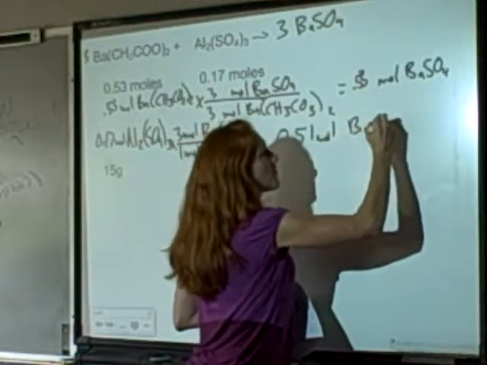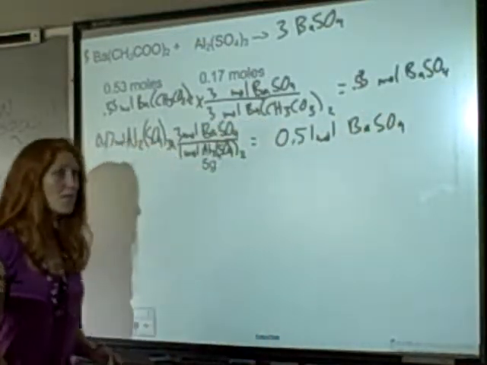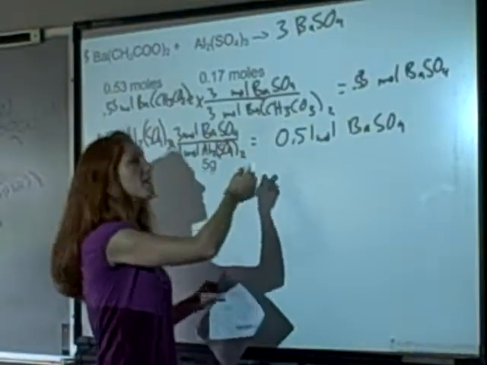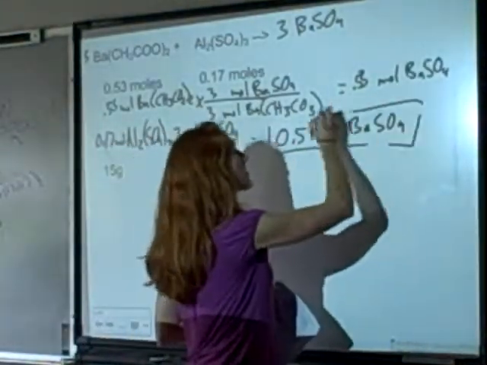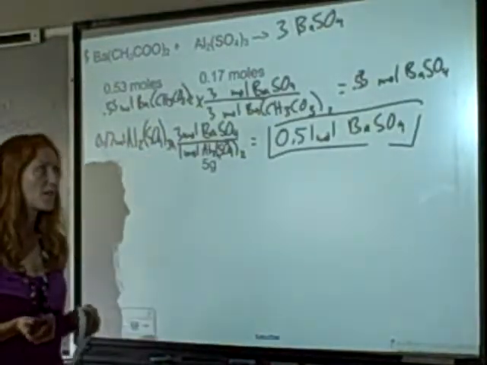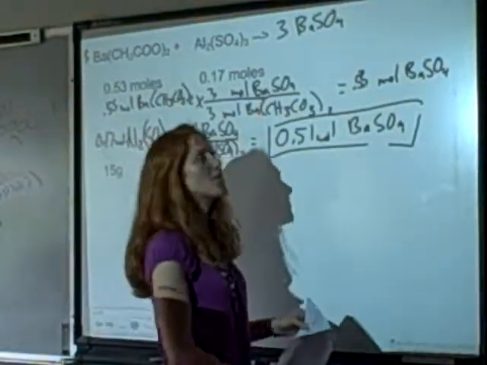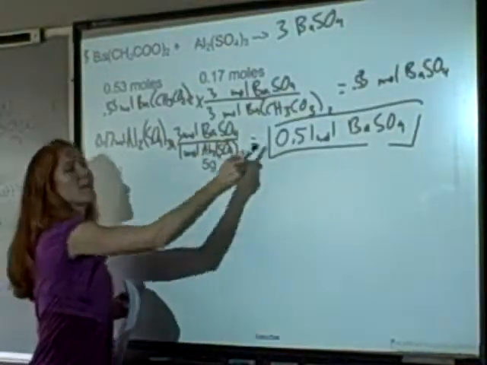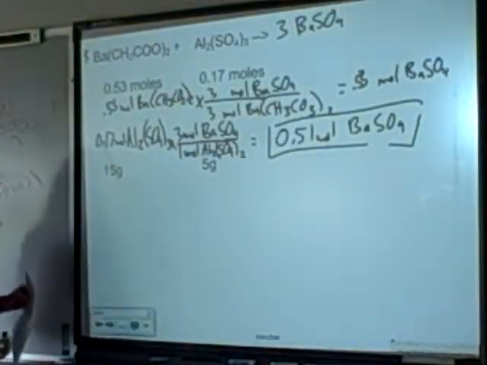Okay, so what I just did, I found out how much barium sulfate I can make with each of the reactants. The aluminum makes less, and that's because I run out of sulfate as soon as I've made 0.51 moles of barium sulfate. I can't make any more, so I can't get up to that 0.53. Aluminum sulfate's my limiting reactant. This is how much I could make, the theoretical yields.